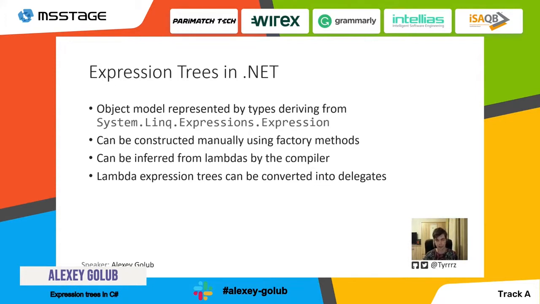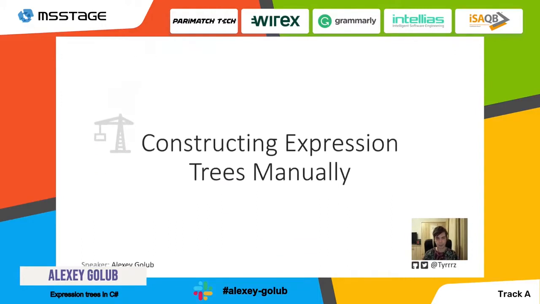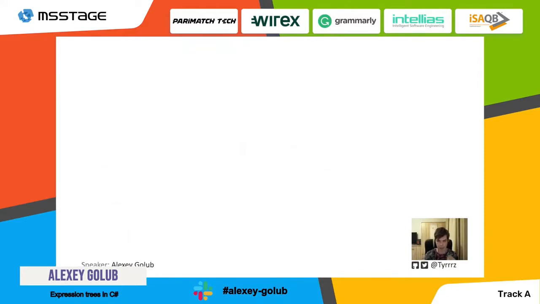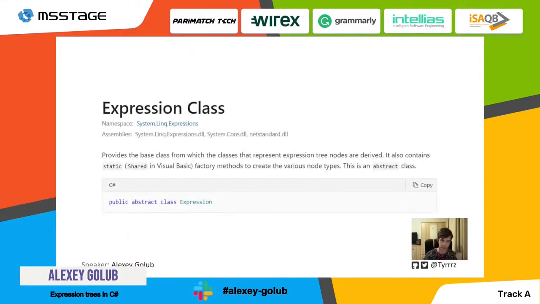And finally, lambda expressions are special in that they can be executed, because they represent anonymous functions. So with expression trees, we can compile them into IL code directly in memory, and then later use them as executable delegates in other places. So let's look into how to construct expression trees manually from code. As a practical example, we will take the same expression we have seen earlier and try to create it using the different factory methods available in the Expression class.